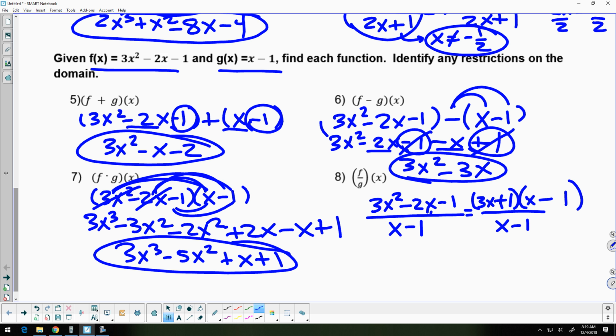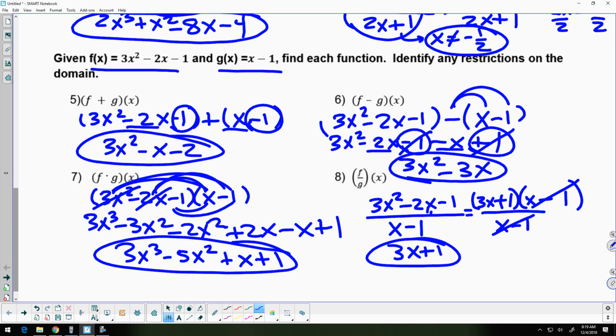Okay, in this scenario, these x minus 1s would cancel. So your final answer from division would just be 3x plus 1 on top. In this case, you don't have to state what x cannot be equal to because you don't have x left in your denominator anymore. So if I don't have an x in my denominator, I don't have to worry about it. All right, final answer would just be 3x plus 1.